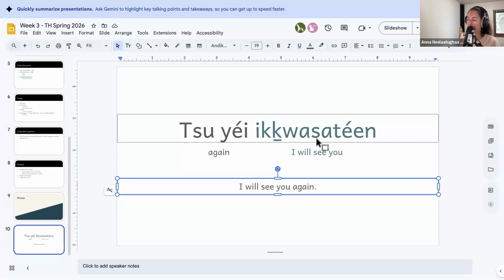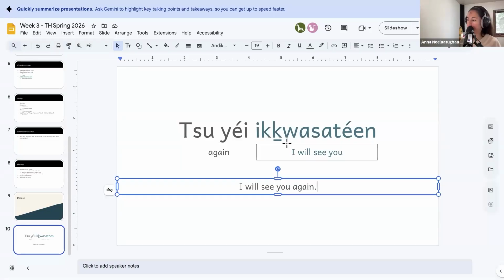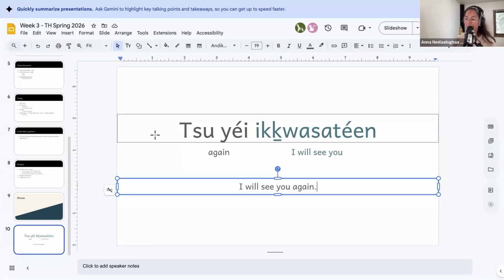Satine. Satine. Teen. Good. Let's do the whole word. Ik kwa satine. Ik kwa satine. Good job. You sound really good. And again, ik kwa satine. Nice. Now let's do the whole phrase, starting with tsuye.